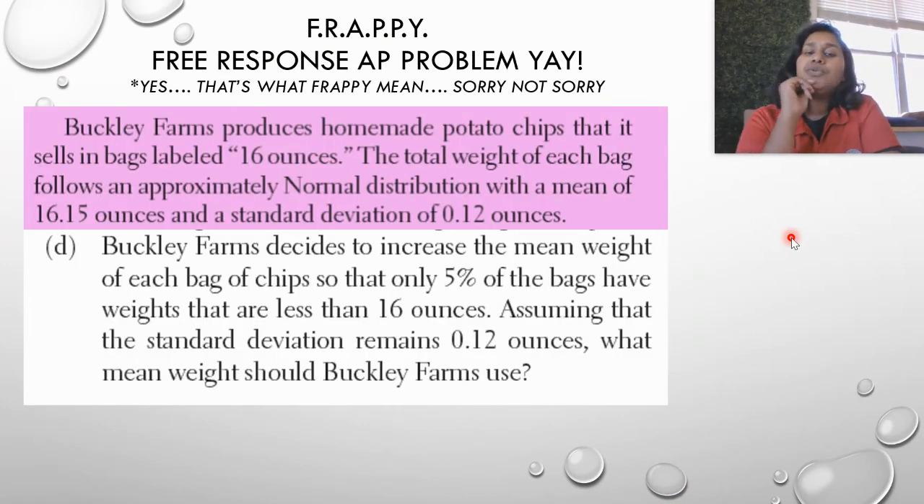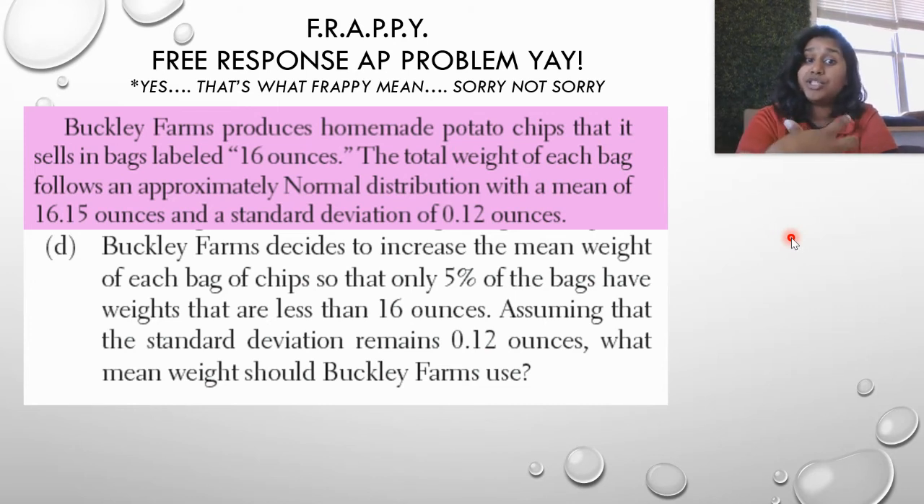Buckley Farms decides to increase the mean weight of each bag of chips so that only 5% of the bags have weights that are less than 16 ounces. So we're referencing back to A, when we calculated that about 11% of the bags weighed less than 16 ounces. So we want only 5%.